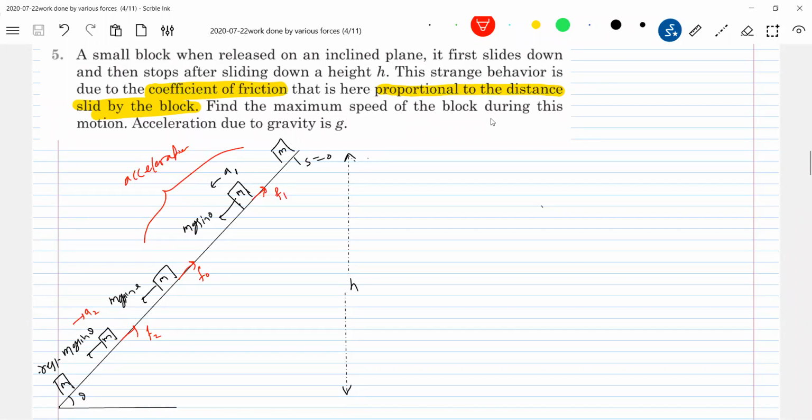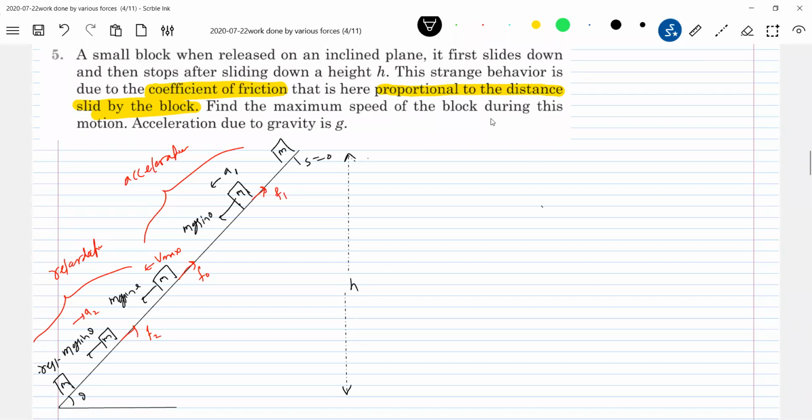Now this is acceleration, and the remaining part will be the retardation. Where will the maximum speed be? Somewhere here. So this should be the maximum speed when mg sin theta equals F naught. So take help of this condition. First, we'll get the acceleration. What is a1 equal to?